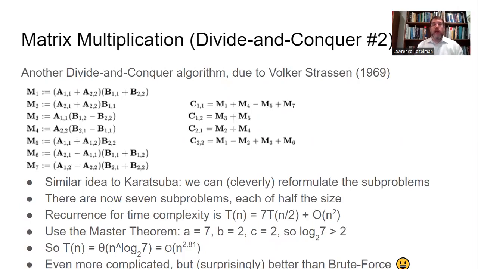instead of 8. And now our recurrence equation is going to be 7 times T of n divided by 2 plus O of n squared. So A is 7, B is 2, C is 2. Take log base 2 of 7, or log base B of A, which is approximately 2.81. So our solution is O of n to the 2.81. So that is better than n cubed. It may not sound like such a big difference, but if n is big, that will make a difference.